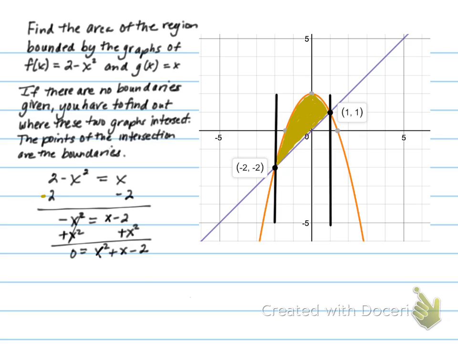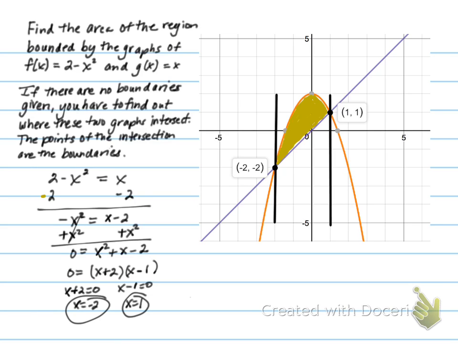So I'm going to factor this trinomial. So I have x and x. The factors of negative 2 that add up to 1 would be positive 2 and a negative 1. And then once I find my factors, I set those factors equal to 0, and I solve for x. So I have x is equal to negative 2 and x is equal to 1. So these are my boundary lines here.